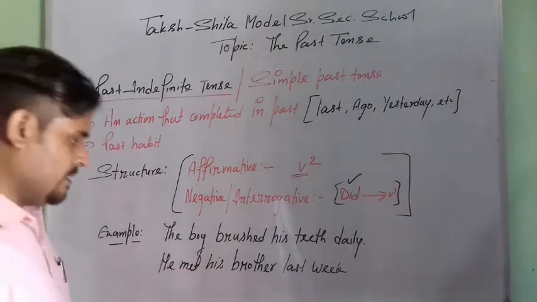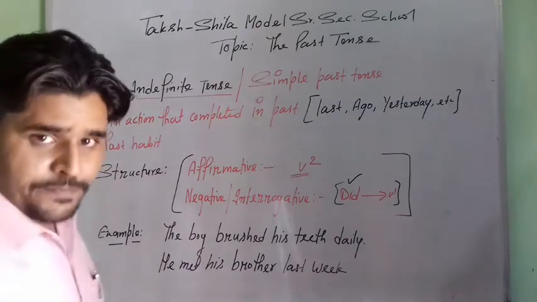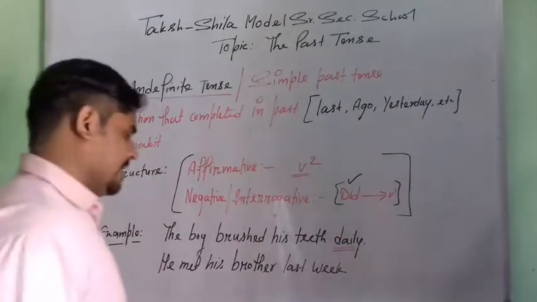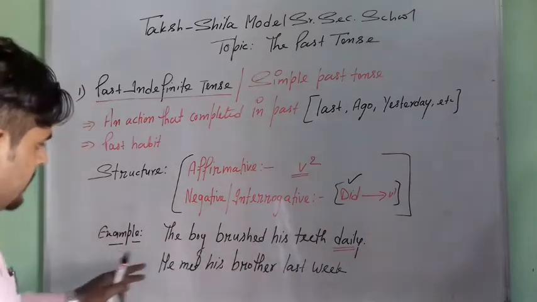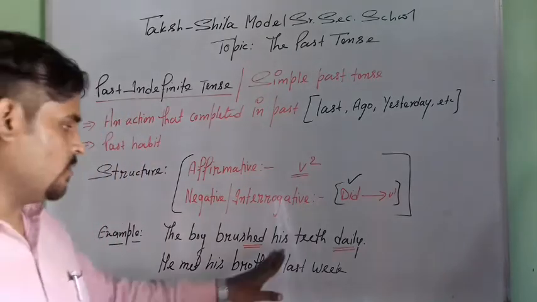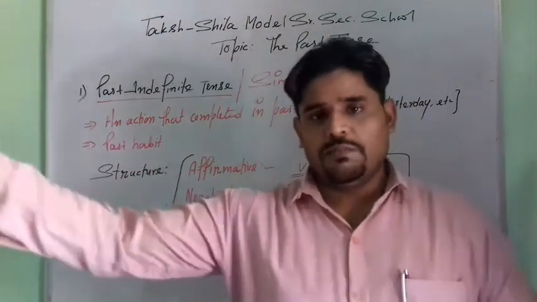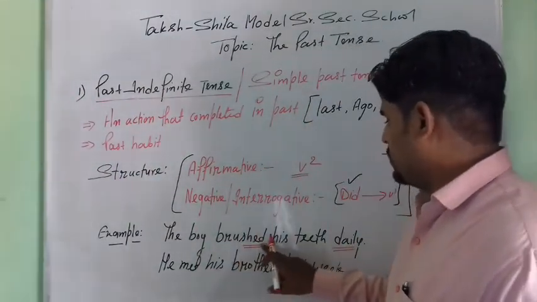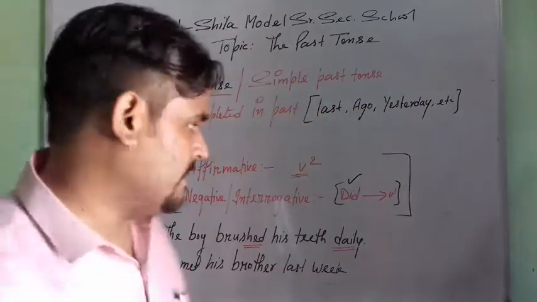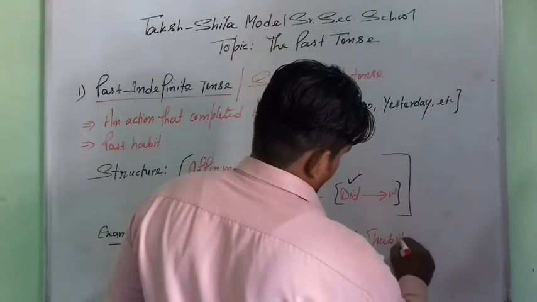The boy brushed his teeth daily. So can you find out the adverb of time here? Yes, you are right. Adverb of time here is daily. Is it clear? So daily, and the second form of verb show that this action actually took place in past. So the boy brushed his teeth daily, that means this is an action that he used to do in the past, right? But if I say the boy brushes, in place of D, if I use S, this becomes present indefinite tense, and it shows habit in present tense. And this shows what? Habit in past tense.